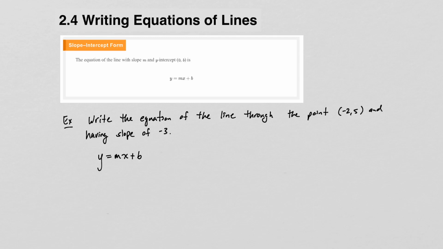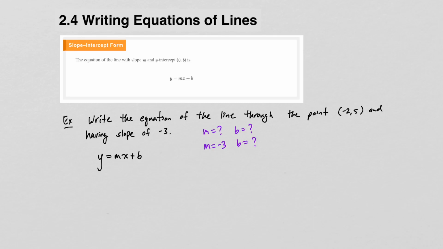And so, as an example, what I'd like to do is write the equation of a line that goes through the point (-2, 5) and has a slope of -3 using this equation. And so we know that y equals mx plus b. And so the real question is, we need to know what is the slope of the line and what is the y-intercept. Well, they gave us the slope. So we know the slope is -3, but we still do not know the y-intercept.